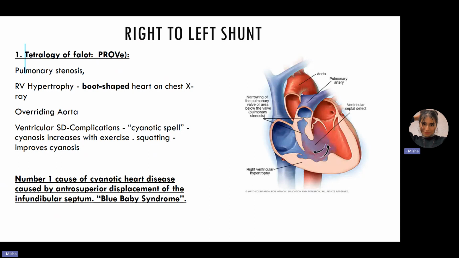There's a TAPVR, which is total anomalous pulmonary venous return. So in this case, the pulmonary vein drains into the right heart circulation. And in this case, the atrial septal defect and the patent ductus arteriosus can actually allow the right to left shunting to maintain the cardiac output. So this is basically our tetralogy of Fallot.